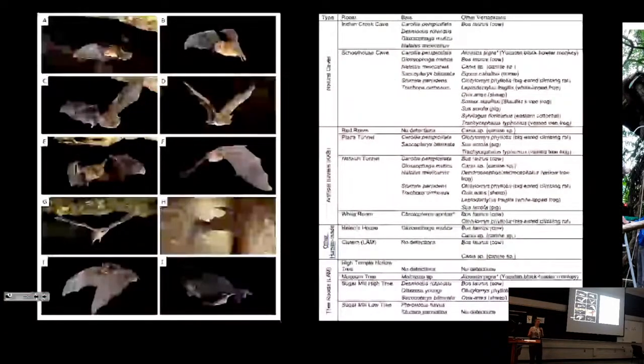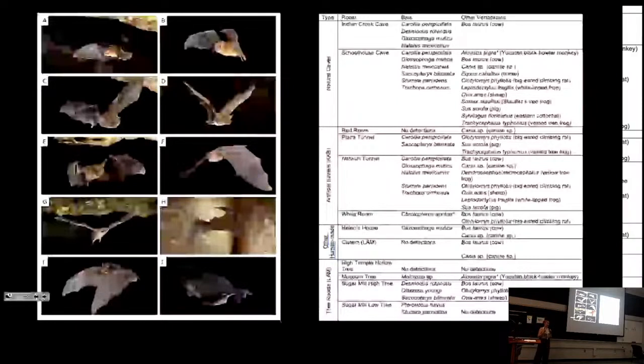It worked remarkably well. So here's a list of our roosts and the bat species we detected, and then the other vertebrates. We detected 11 bat species, 10 of which had either been confirmed in those roosts or the area around those roosts that trip or on previous field trips. We detected several non-bat vertebrates, non-vertebrate mammals, and a couple amphibians. And this was really encouraging.